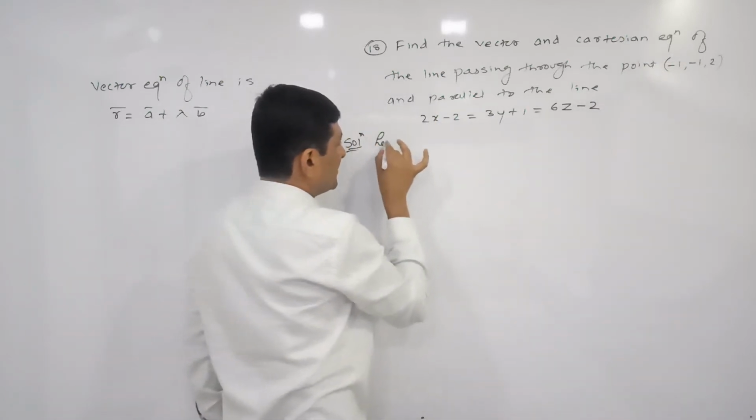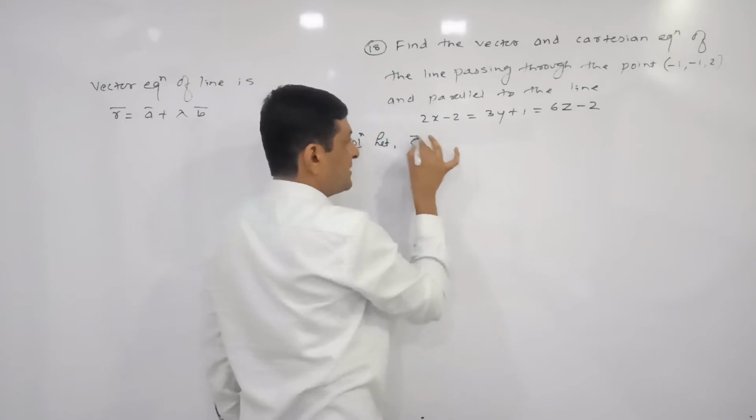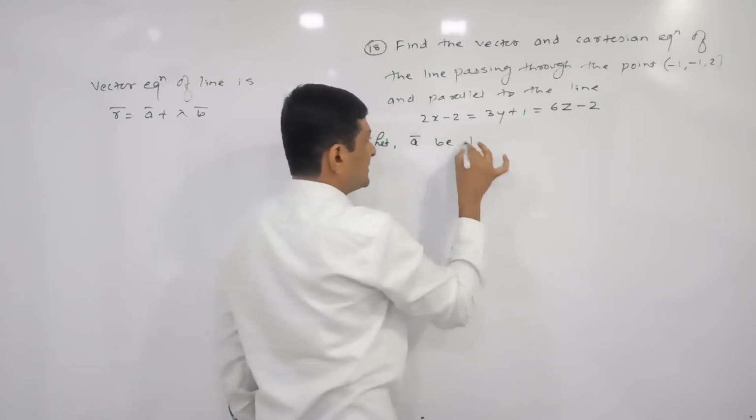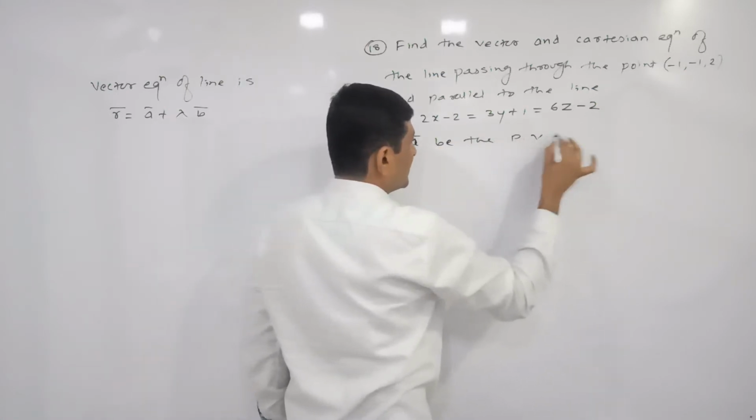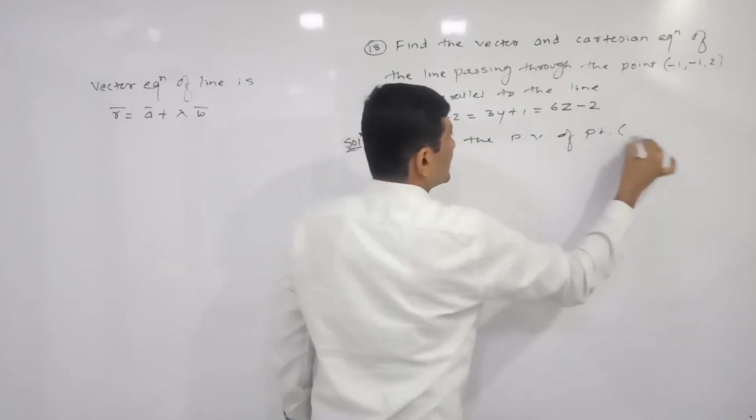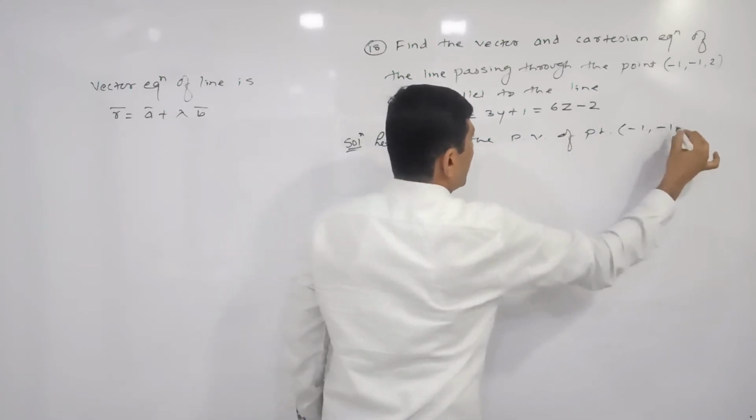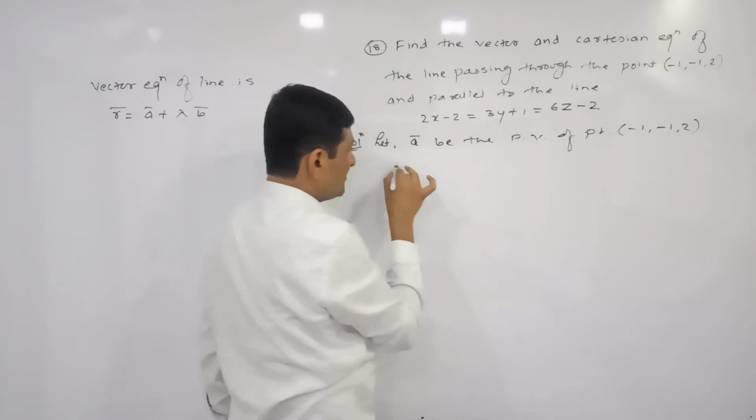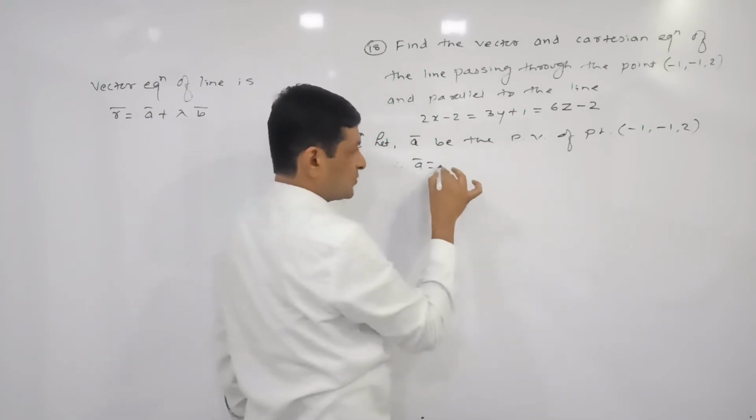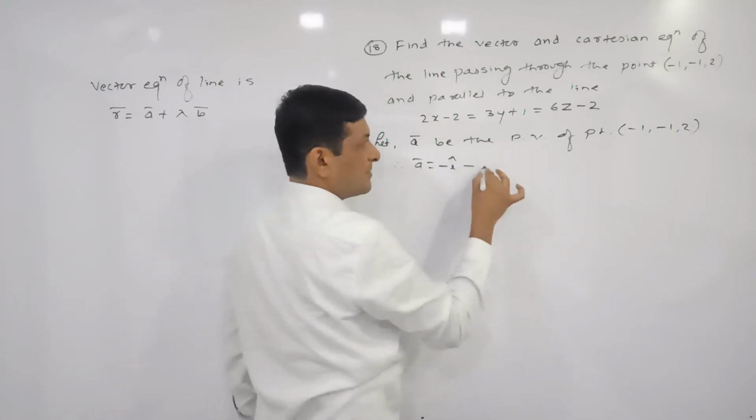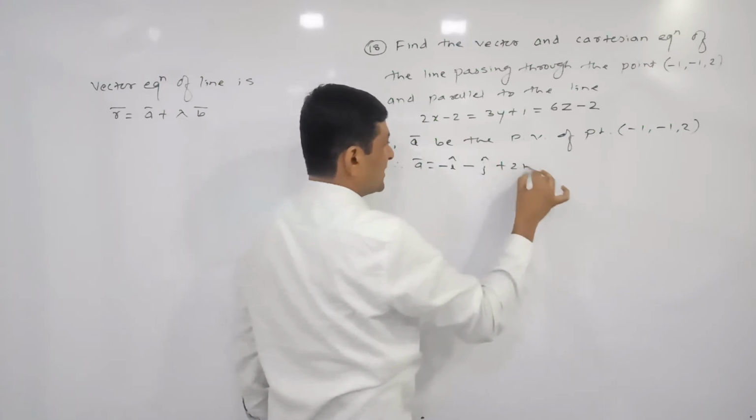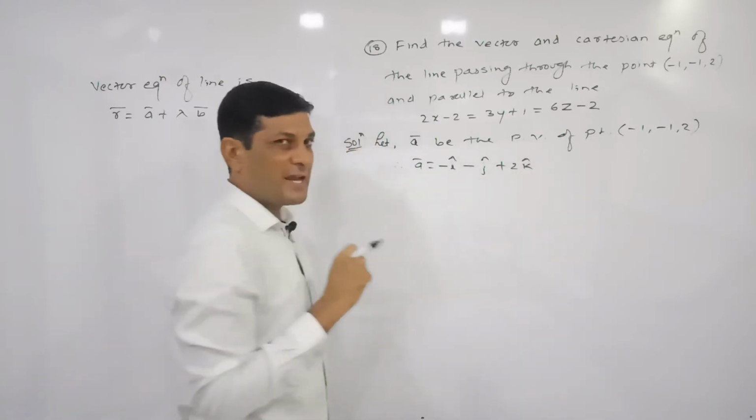So, first we are trying to find our first required value a bar from the coordinates of this point. I am denoting the position vector of that point by a bar. Let a bar be the position vector of the point. What are the coordinates of the point? (-1, -1, 2). So the value of a bar will be -i cap - j cap + 2k cap. In this way we have got the value of a bar.